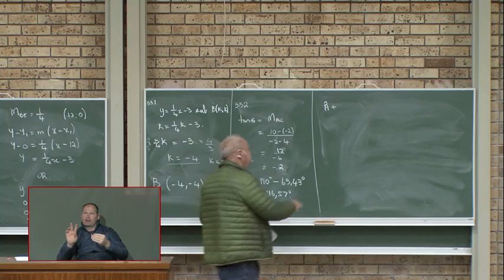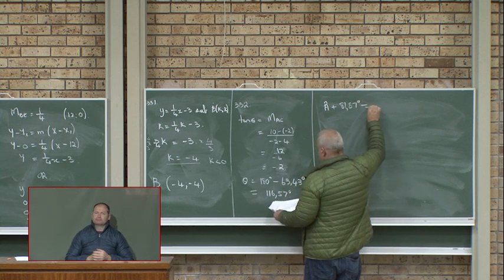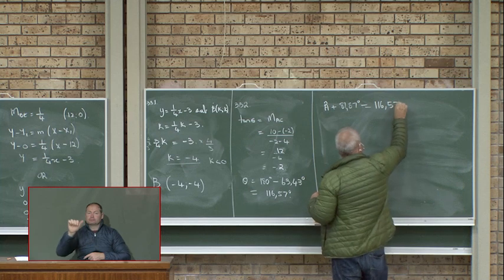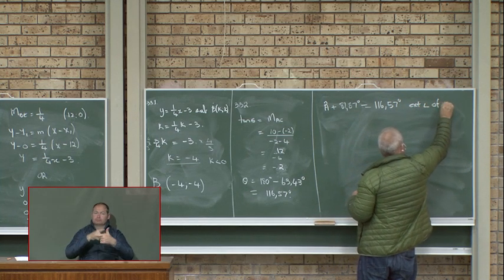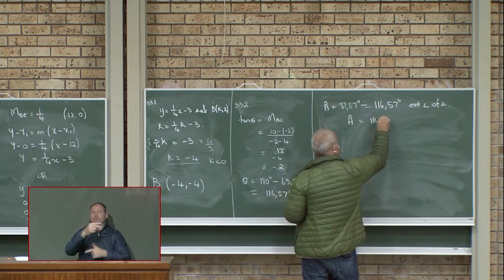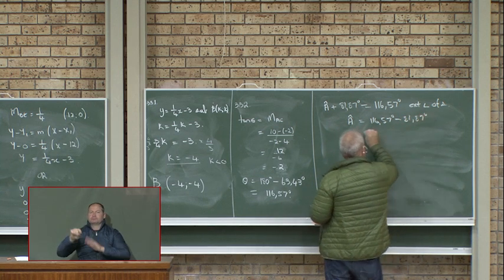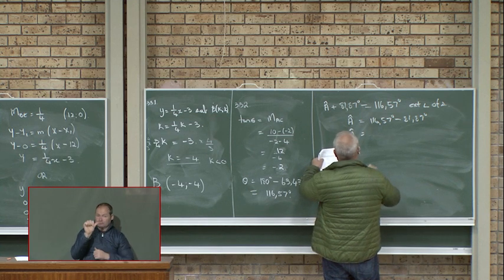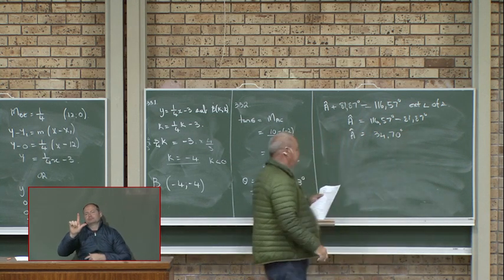So here we can say that angle A plus 81,87 degrees is equal to this angle here, 116,57 degrees, the exterior angle of a triangle. So here we can say that angle A is equal to 116,57 degrees minus 81,87 degrees. So angle A is equal to 34,70 degrees.